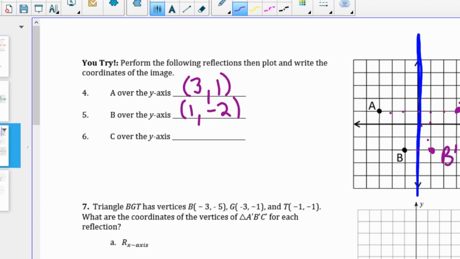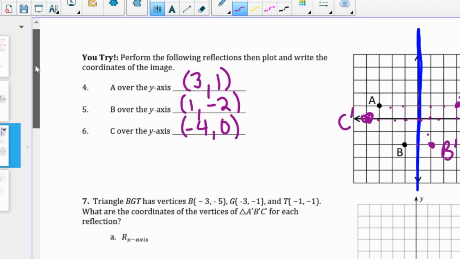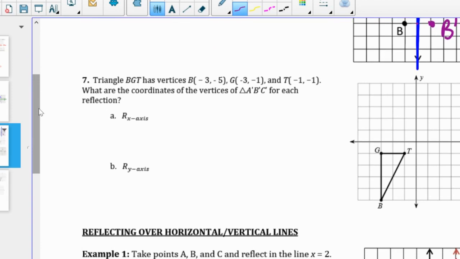And then point C was on the x-axis. It's 1, 2, 3, 4 units away from the y-axis. Now, the other direction, it's at (-4, 0). So we can see reflecting these points across both axes.